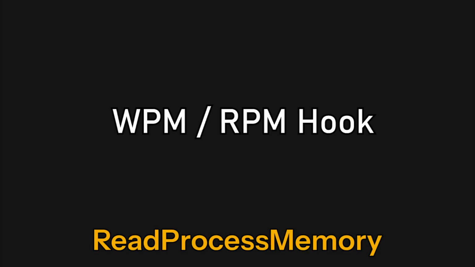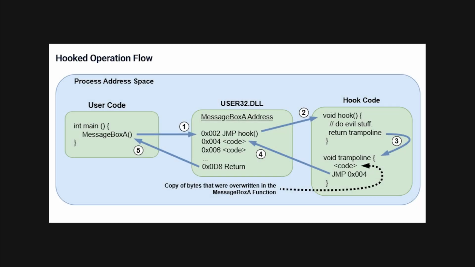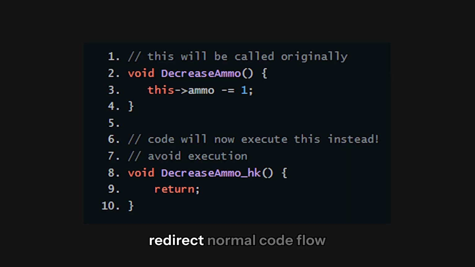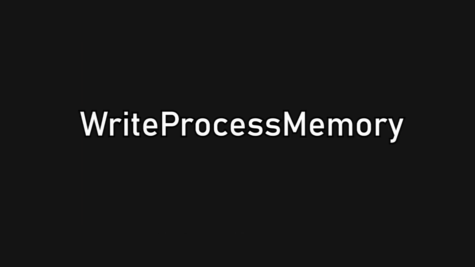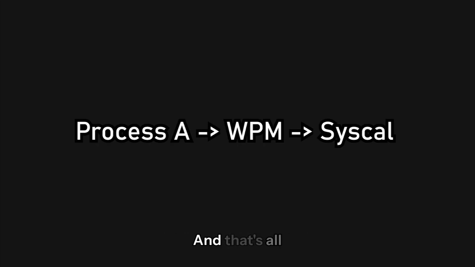What about the others? For example, they could hook functions like WriteProcessMemory and ReadProcessMemory and flag you or prevent you from accessing the game's memory. I mentioned a method called hooking, or hooks, that some of you may not be so familiar with. So, what exactly are hooks? Think of hooks like ways to redirect normal code flow to your custom code. So let's say the normal functionality of WriteProcessMemory is as follows. Process A calls WriteProcessMemory. WriteProcessMemory then calls the kernel to fulfill the request, and that's all.